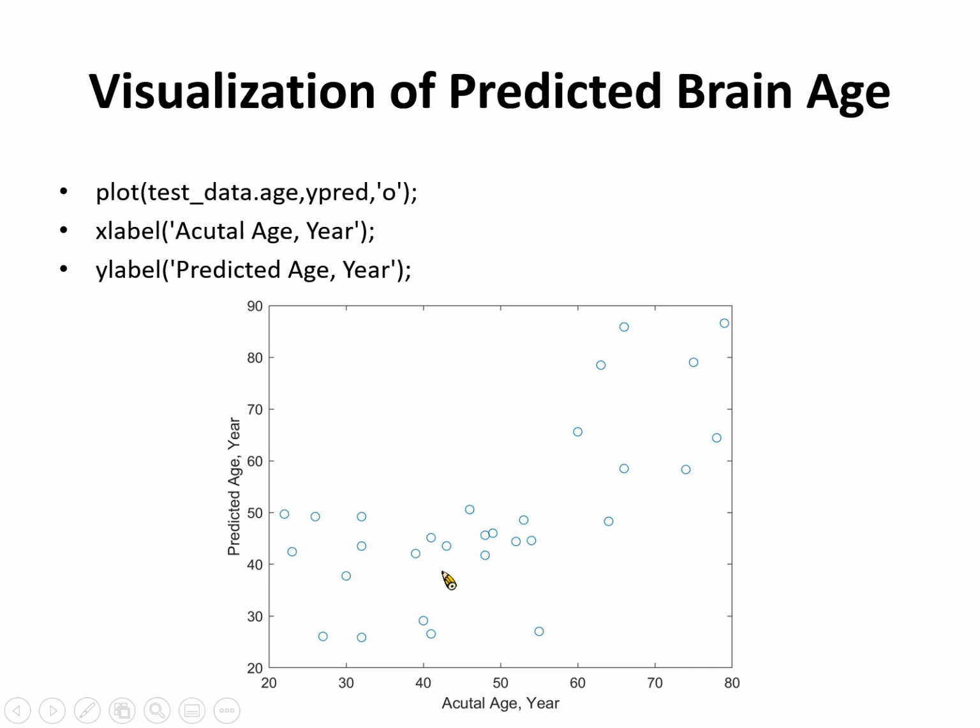Okay, so for the final part of this workshop, maybe we can try to visualize these predictions. We can compare the actual age and predicted age in the testing data. We can do this by typing into the plot, test the data.age against the y PRED, using the O-shaped dot. Then we can also label the horizontal axis as the actual age, and the vertical axis as the predicted age.